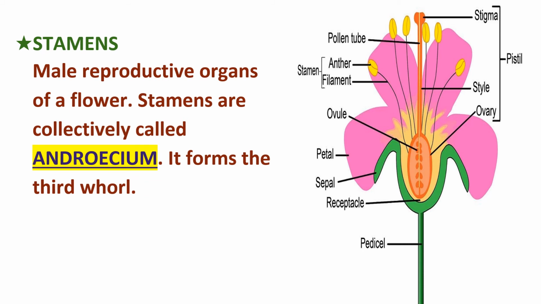Now, stamen. Stamens are male reproductive organs of a flower. They form the third whorl. Stamens are collectively called androecium.